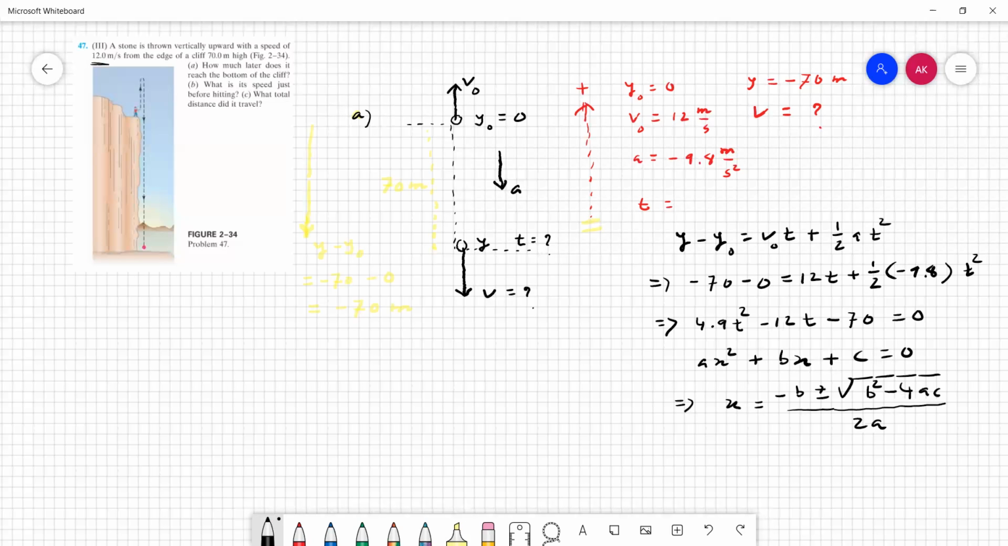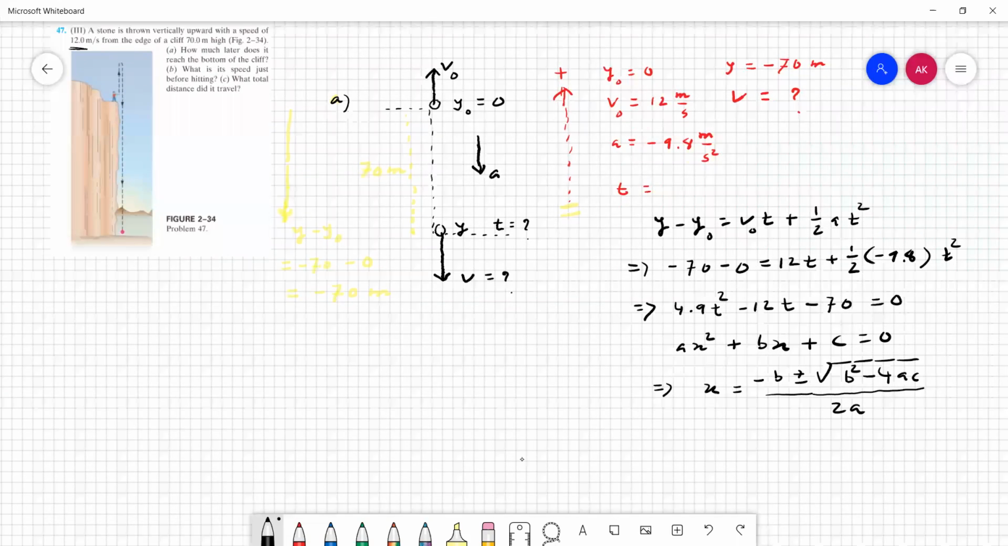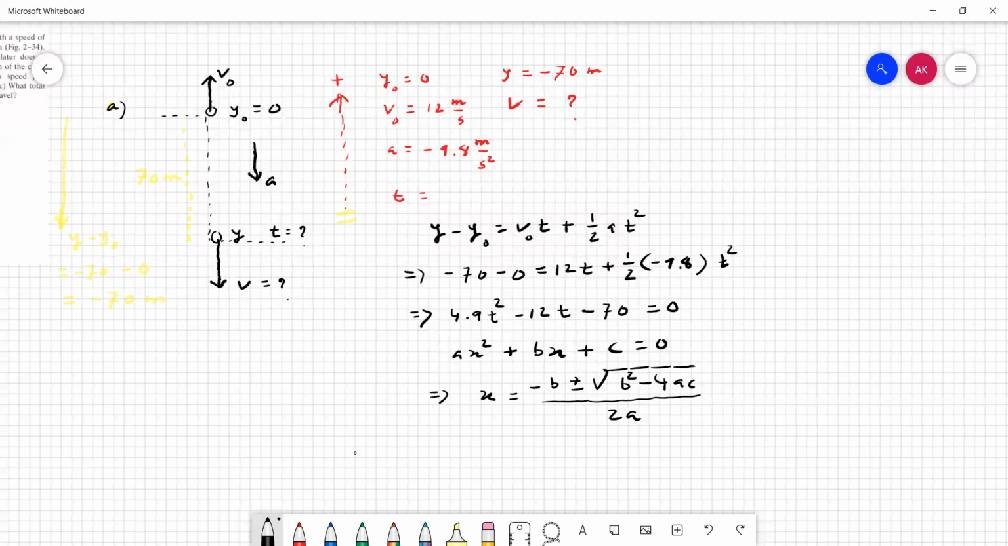And if that's the case, then the solution of that equation is x equals minus b plus minus the square root of b squared minus 4ac, divided by 2a. So you have to compare the general form of the quadratic equation to our quadratic equation, where a will be 4.9, b will be negative 12, and c will be negative 70. So if you plug those numbers in, we can solve for time.